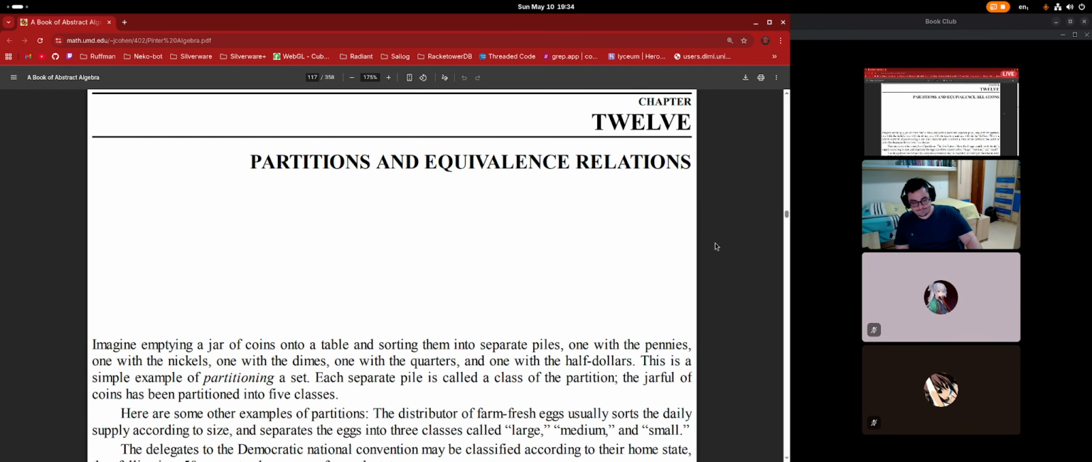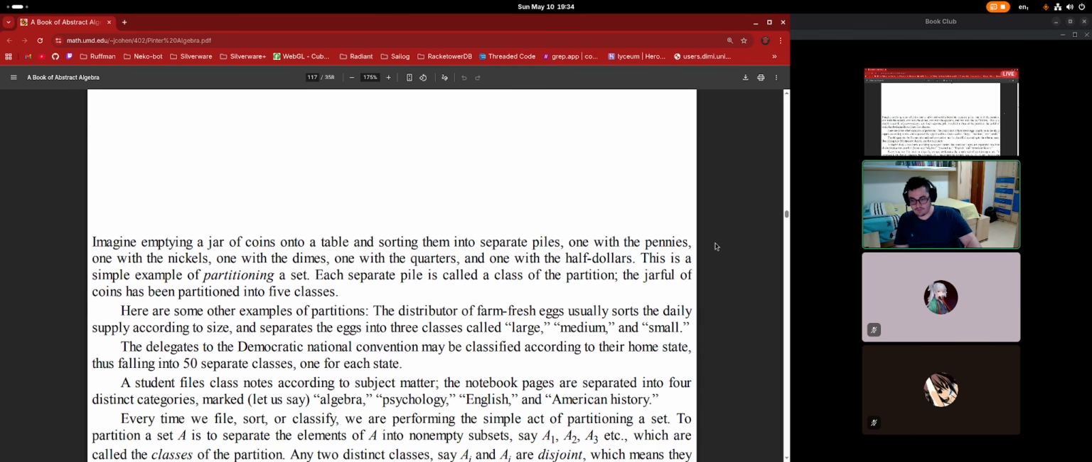Okay, so first of all, we're going to pause talking about groups. I'm going to go back to talking about sets. If you have a jar of coins and you separate into piles of pennies, nickels, dimes, and quarters, and half dollars, that process is called partitioning of the set of coins. Each separate pile is called a class of the partition. The jar full of the coins has been partitioned into 5 classes.